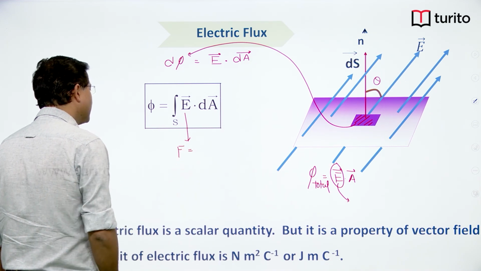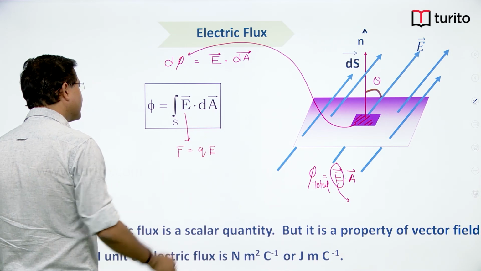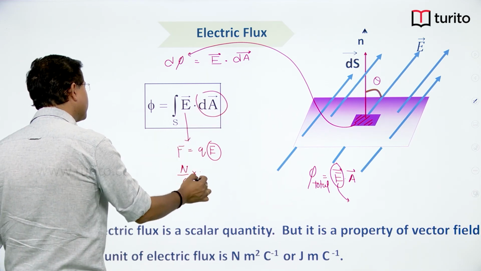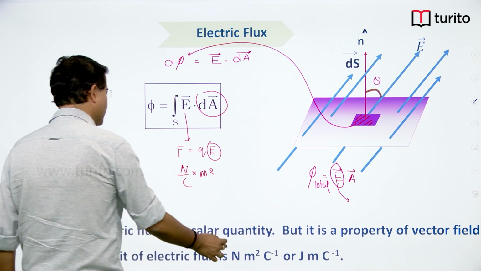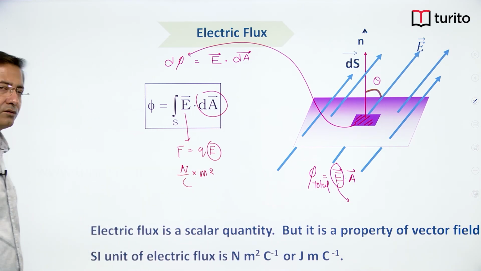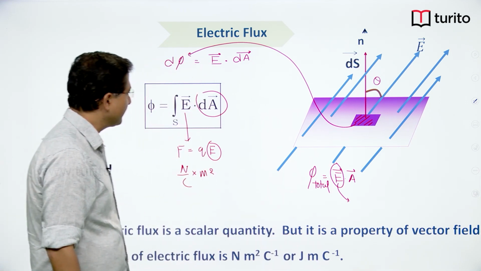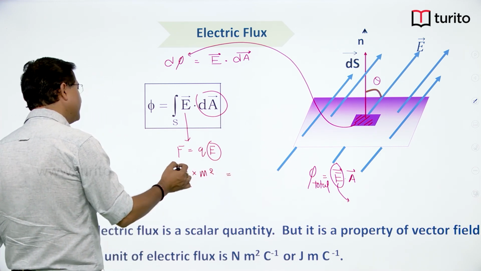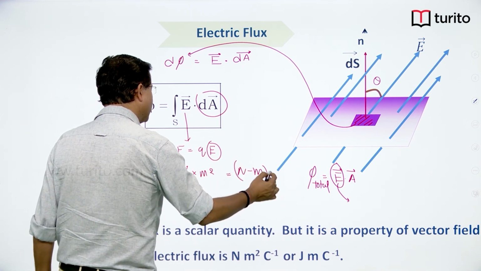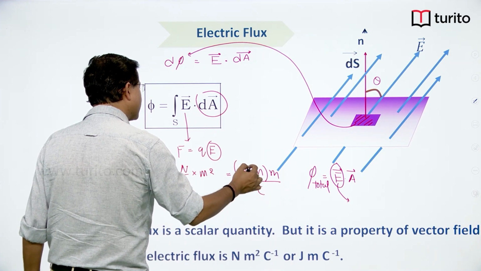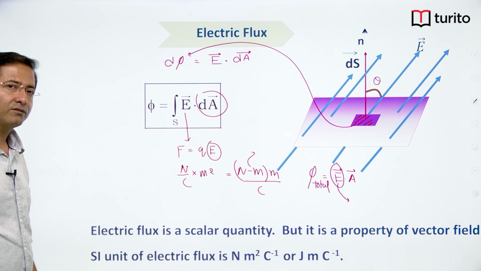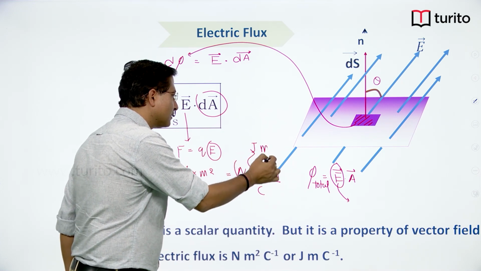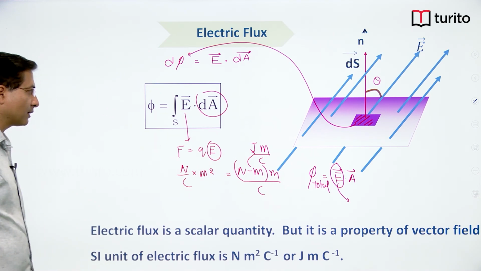From the definition F is equal to Q into E, right. So E is Newton per Coulomb, and that we need to multiply by the area, that is meter square. So the unit of flux is Newton meter square per Coulomb, that we can also convert. If I simply take 1 meter this side, Newton meter into meter divided by Coulomb, Newton meter is nothing but the unit of energy, Joule. So another unit is Joule meter per Coulomb. This is the unit of flux.